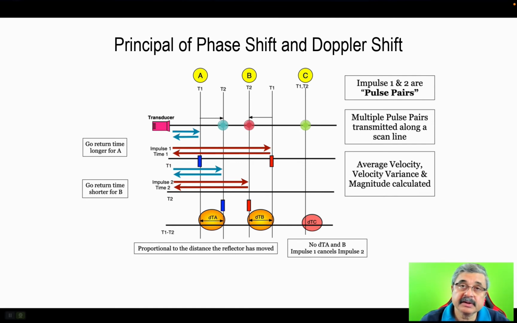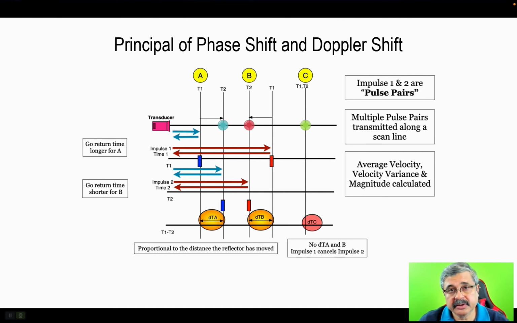So multiple pulse pairs are recognized and analyzed in a color flow box and in individual color packets. And the average velocity of the whole color box is based on the averaging of all these color packets, which means if the majority of the RBCs are moving towards the transducer, it'll show up as red. And if they're moving away from the transducer, they're going to show up as blue. So the average of all these color packets comes out as the average direction of blood flow, either towards or away from the transducer.